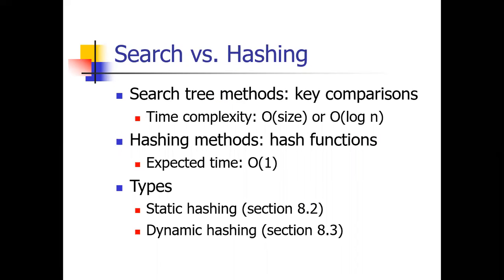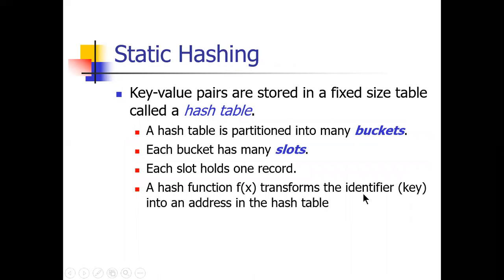We normally make use of hash when we're searching. So now let's look at searching versus hashing. Three methods are used: key comparison, that is the time complexity, and hashing methods such as hashing functions, with expected time. Now there are types that we use, like static hashing, and there's also dynamic hashing. Let's look at static hashing to begin with.